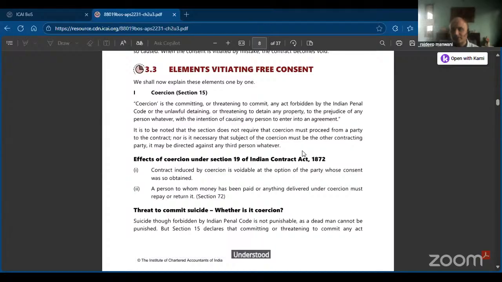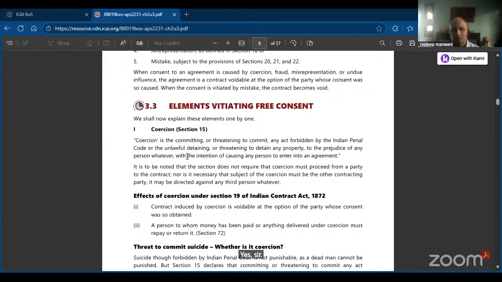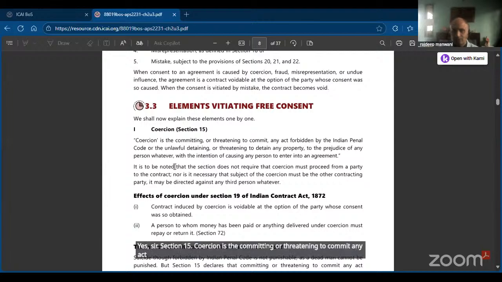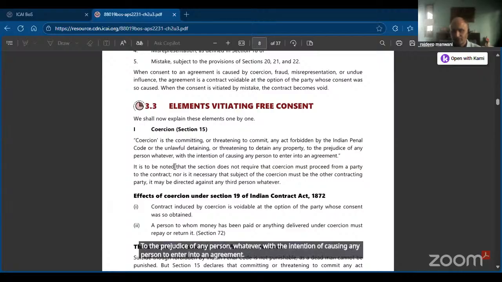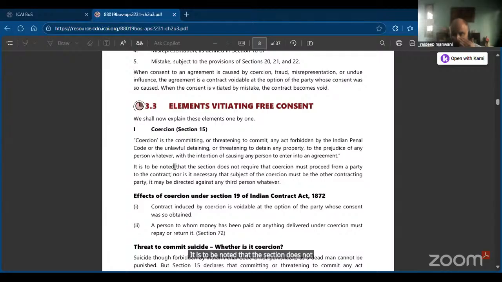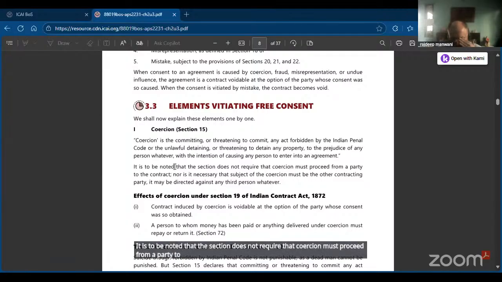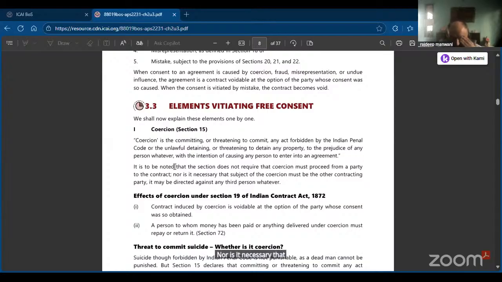Understood? Yes, sir. Coercion, Section 15. Coercion is the committing or threatening to commit any act forbidden by the Indian Penal Code, or the unlawful detaining or threatening to detain any property, to the prejudice of any person whatever, with the intention of causing any person to enter into an agreement. It is to be noted that the section does not require that coercion must proceed from a party to the contract, nor is it necessary that the subject of coercion must be the other contracting party. It may be directed against any third person whatever.